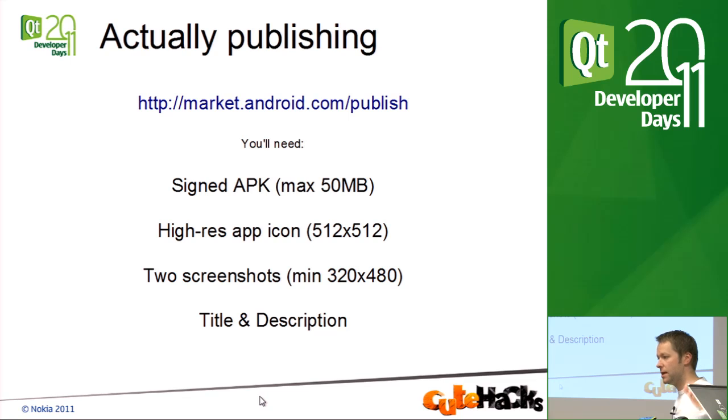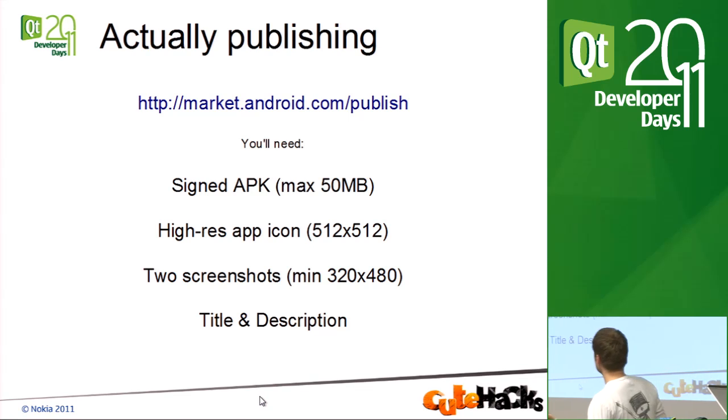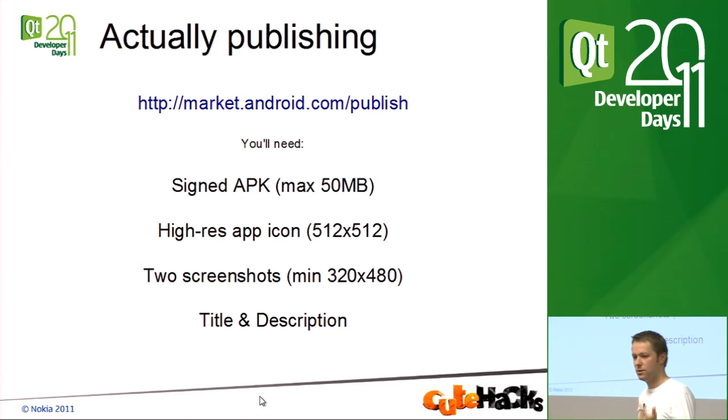OK, publishing. What do you need? You need the signed package, you need the high-res app icon, you need 2 screenshots, and screenshots can be a little bit difficult at the moment on Android. I'm not kidding. In the Ice Cream Sandwich release, which is just coming out, they finally added a magic button combination which takes a screenshot. That took them 4 major releases before that came. So 2 screenshots, and at this point, you should have come up with a title and a description of your app.